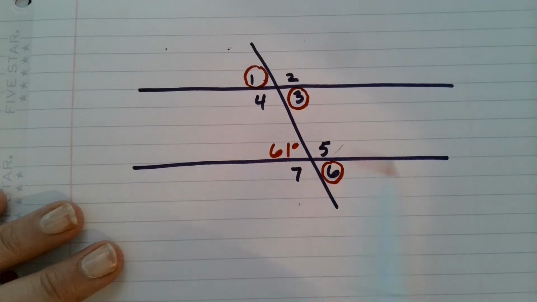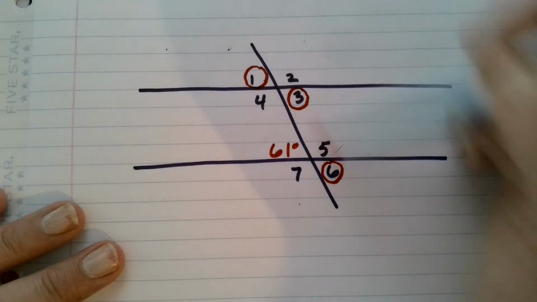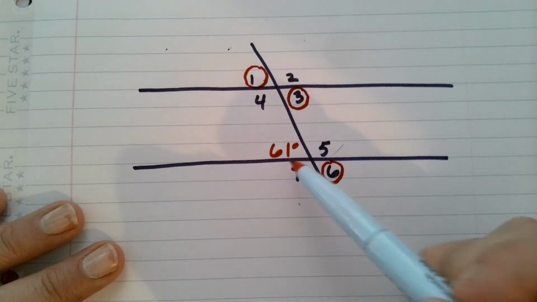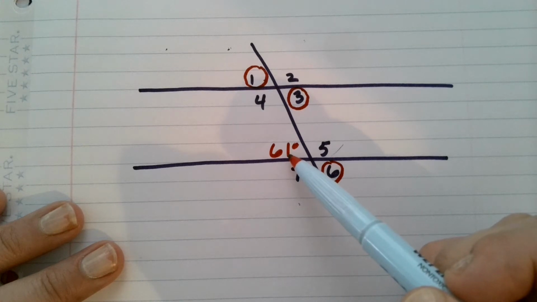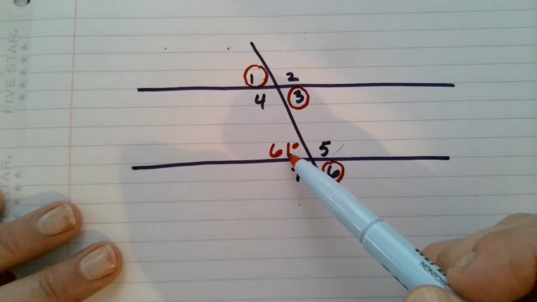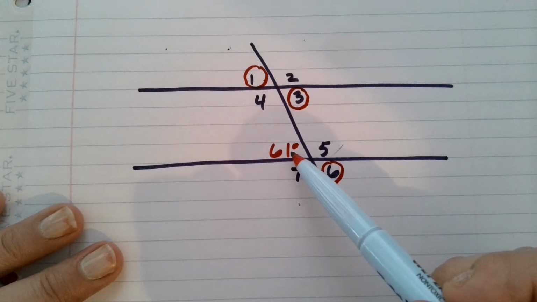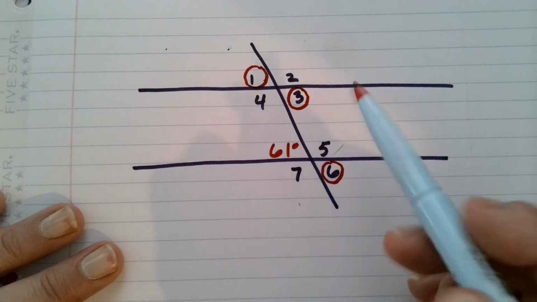Okay, so we have a pair of parallel lines. They could go on forever and never cross, and then we have a transversal. Now you're going to notice that we have 8 different angles here, and they only give us a value for one of them. But I want you to show that you can actually solve for all 8 angle measures if you only know one. That's the cool thing about transversals and parallel lines.